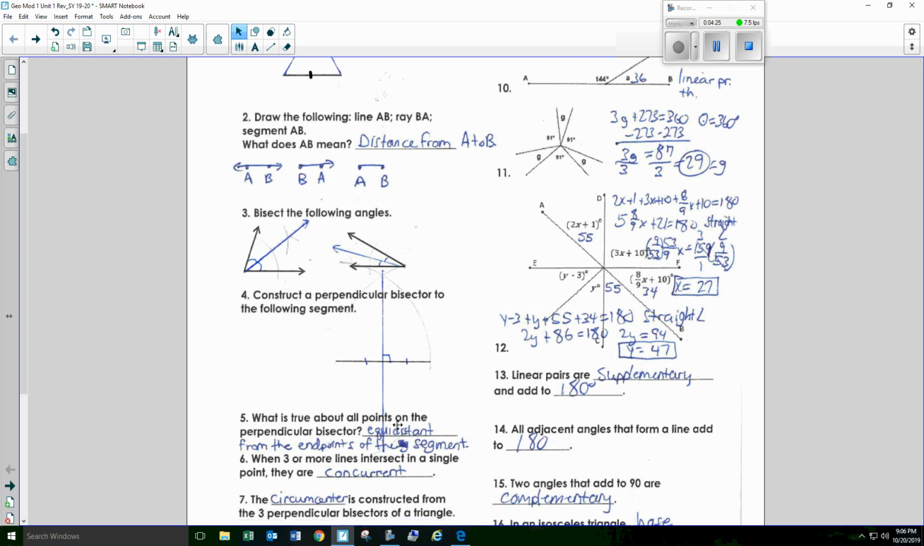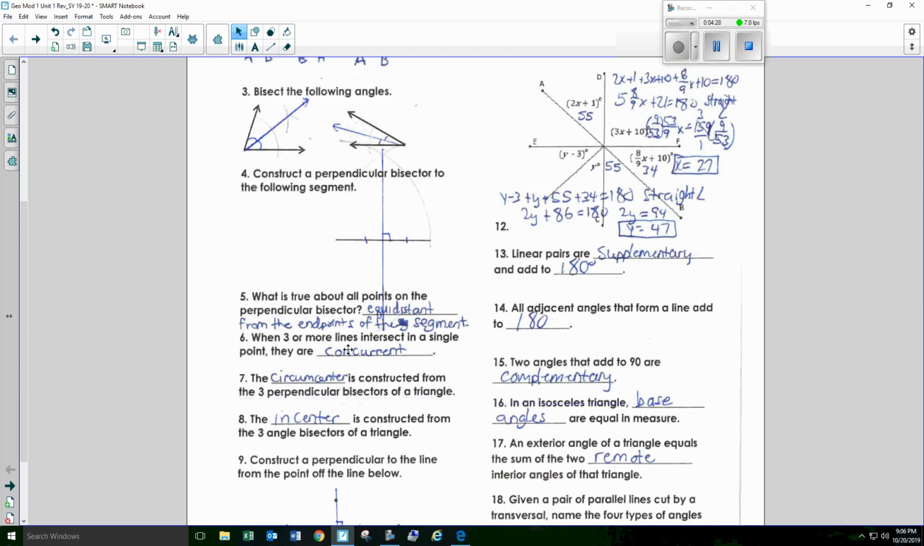Know that. Okay. Number six, when three or more lines intersect at a single point, they are concurrent. The other way you might see it written is concurrency, a point of concurrency.